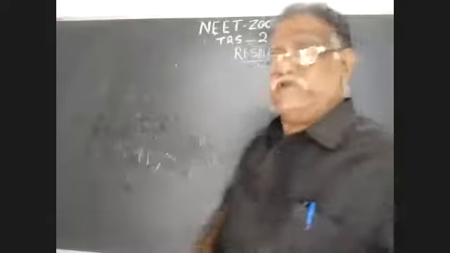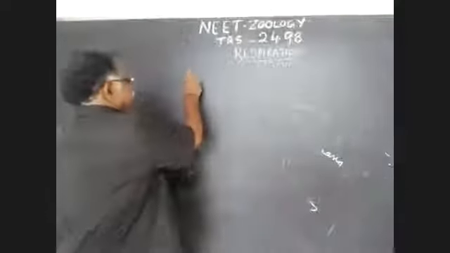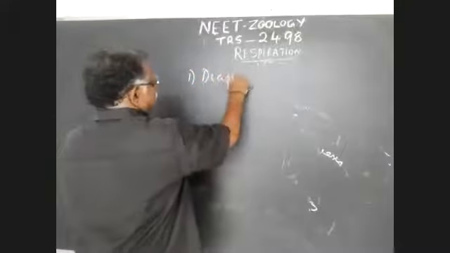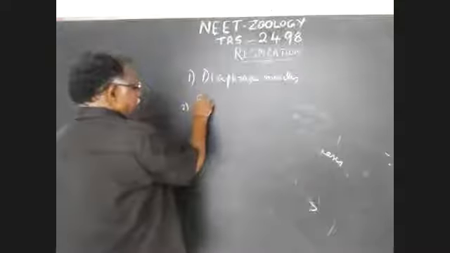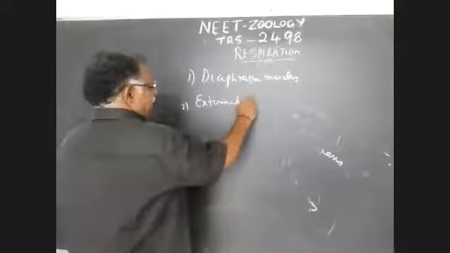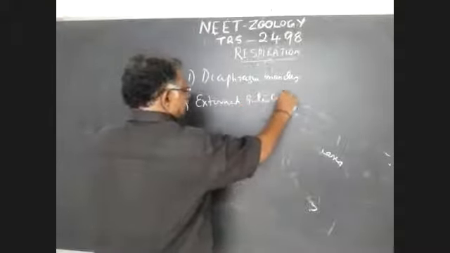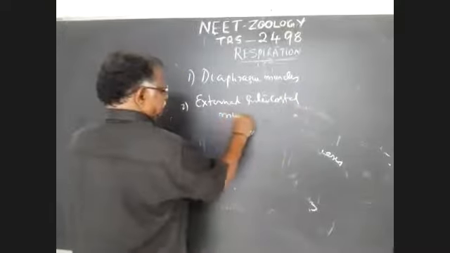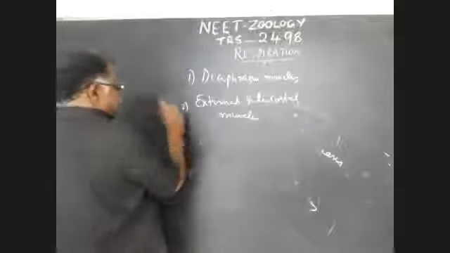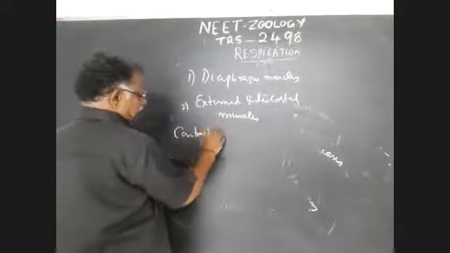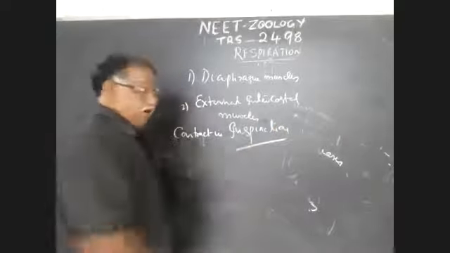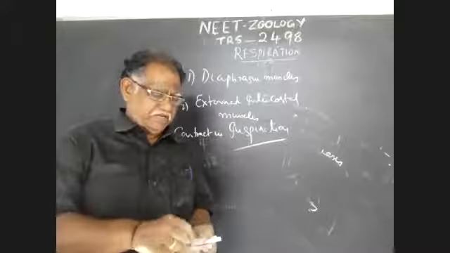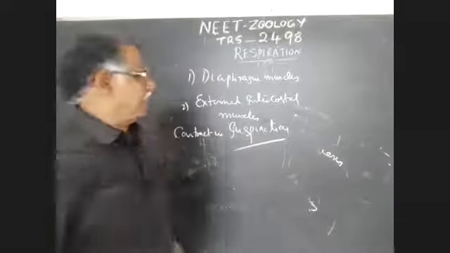So what are the muscles involved in the process of inspiration? One, diaphragm muscles. Number two, external intercostal muscles. These two muscles contract in inspiration. These two muscles contract in the process of inspiration, or during inspiration.